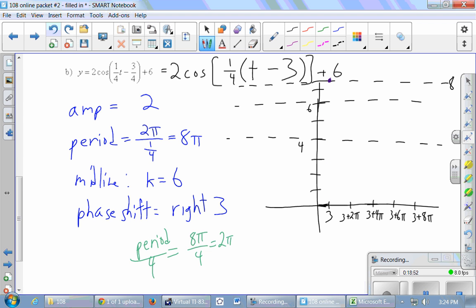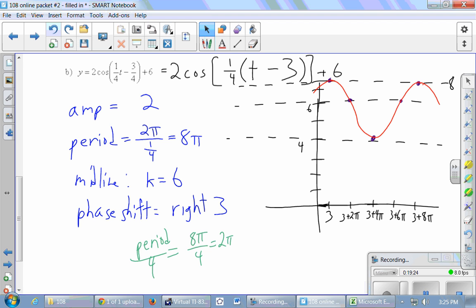Okay, cosine starts at the top, then it goes to the middle. So the next value is going to be right there in the middle. And then it's going to hit the bottom directly above the next t value, so here. And then we're going to go up to the middle, and then finally back up to the top. And then connect the dots with a smooth curve. And it would continue in both directions. Okay, so that's our graph.